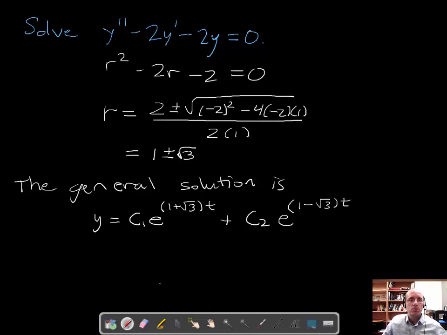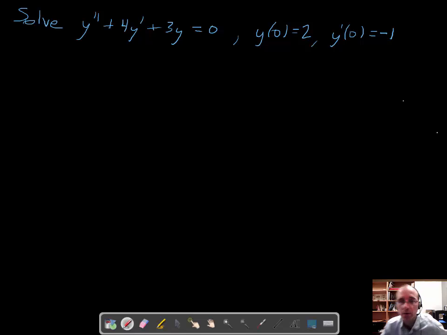So how can this get any harder? Well, we could turn it into an initial value problem. So that's the next one we're going to solve. We've got y double prime plus 4y prime plus 3y equals 0, and then initial conditions, y of 0 equals 2 and y prime of 0 equals negative 1. We need two initial conditions if we want to be able to solve for the two constants that are going to be part of our problem.